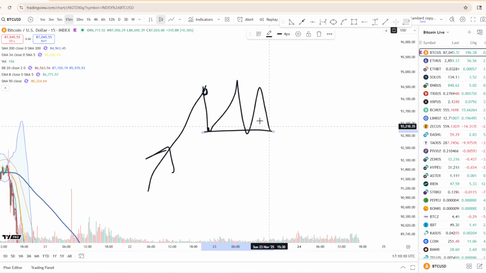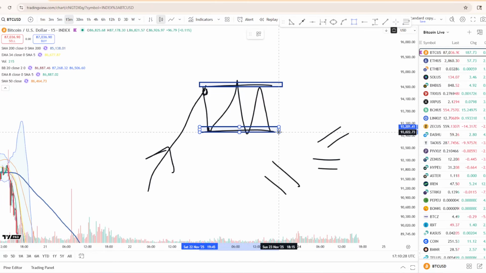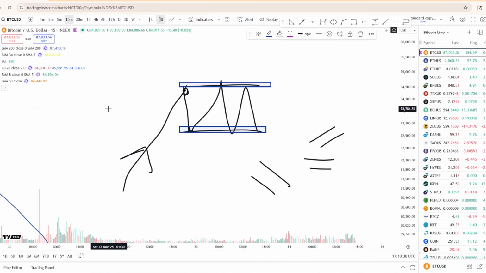Now, this can actually also be called a bullish flag. As we know, bull flags can be downsloping, they can be sideways, or they can be rising. But these are two parallel lines, essentially forming a supply level at the top and a demand level at the bottom. Now, you can play this a couple of ways, but here's what I recommend.